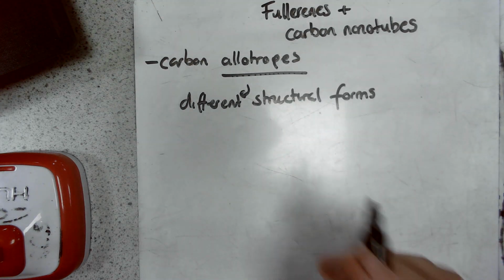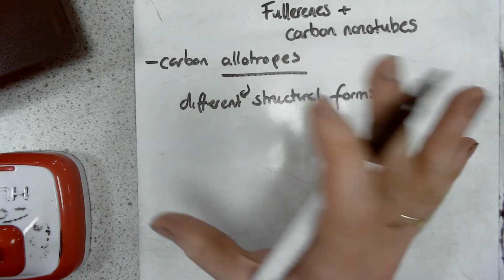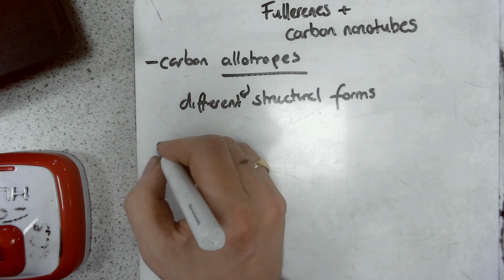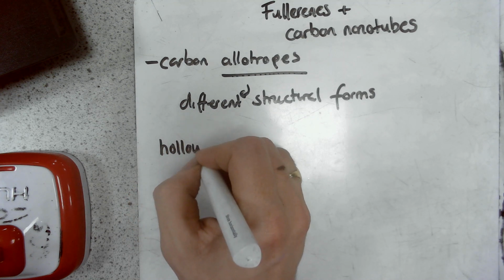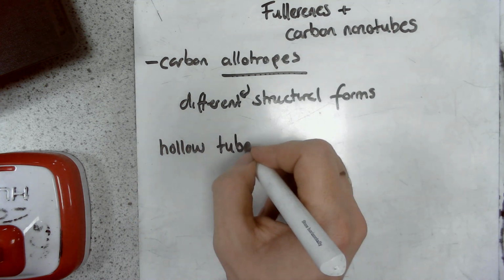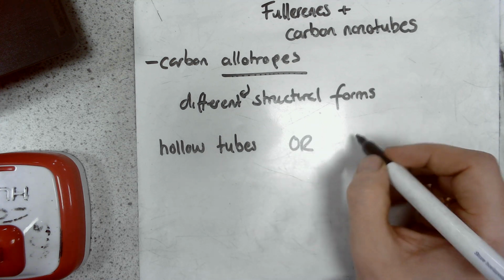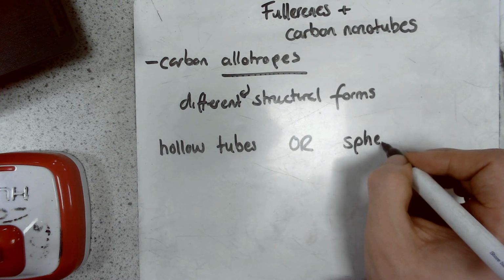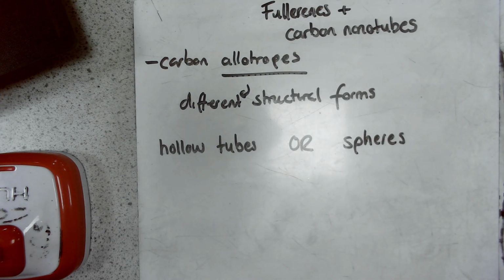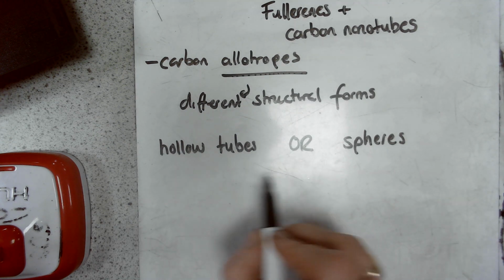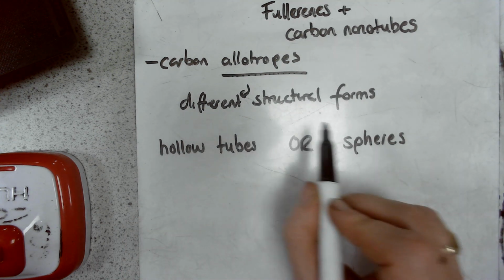Now, usually fullerenes will form two things. They'll either be hollow tubes or they will be spheres. Okay, and generally they will be one of the two things. So hollow tubes or spheres. That's really important because it gives rise to a lot of their properties.